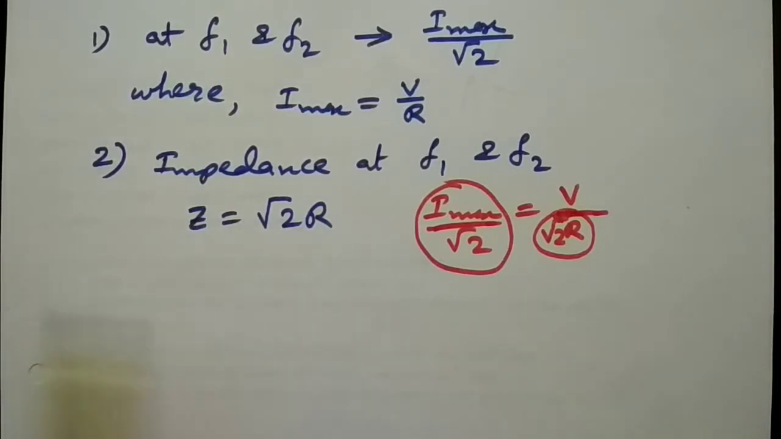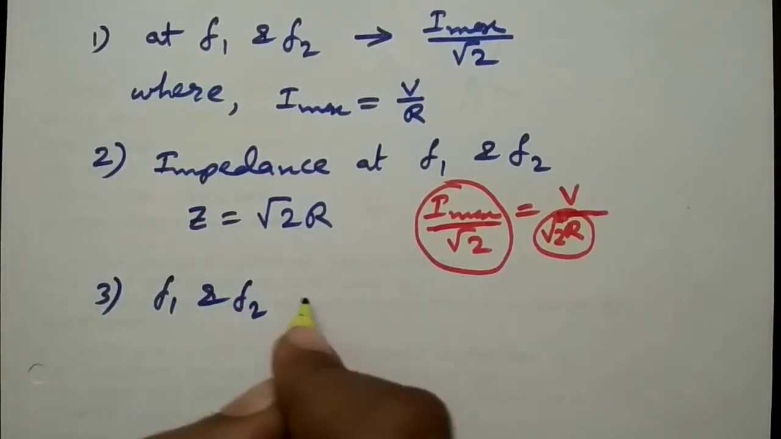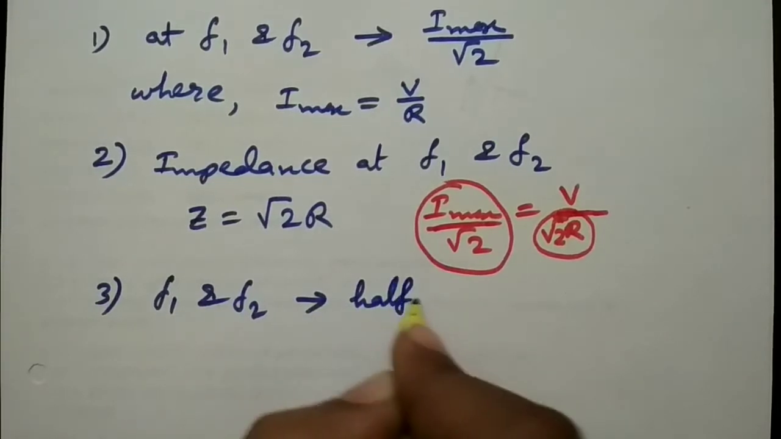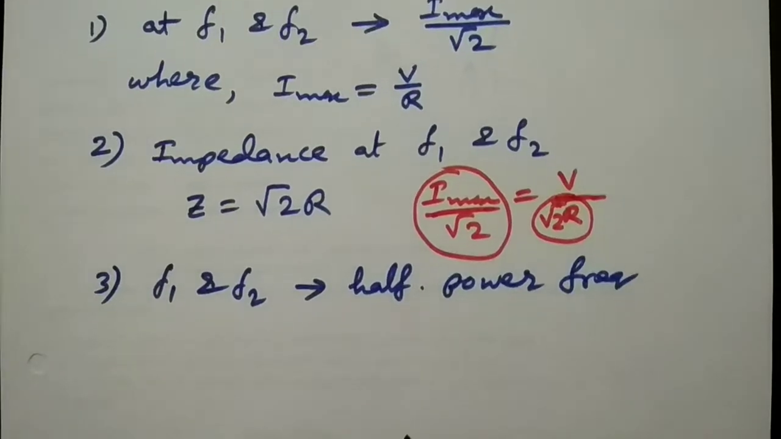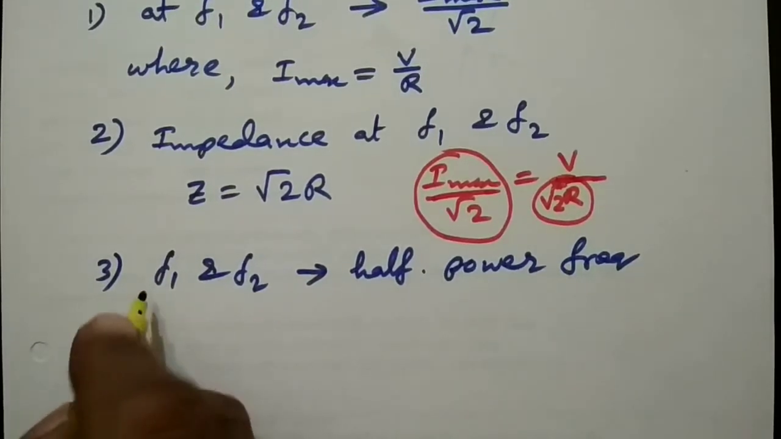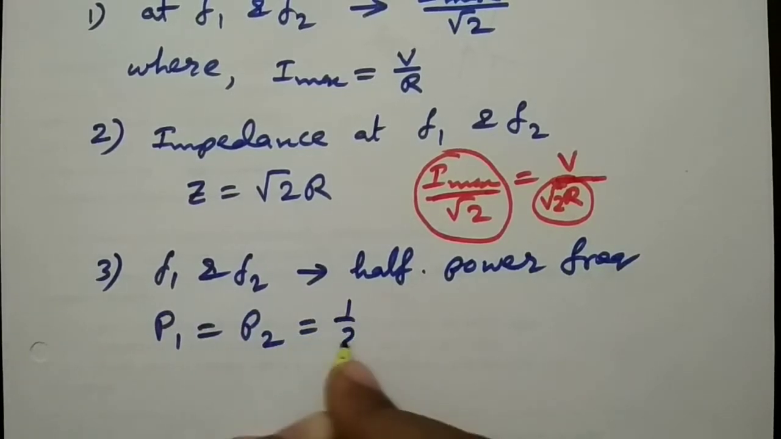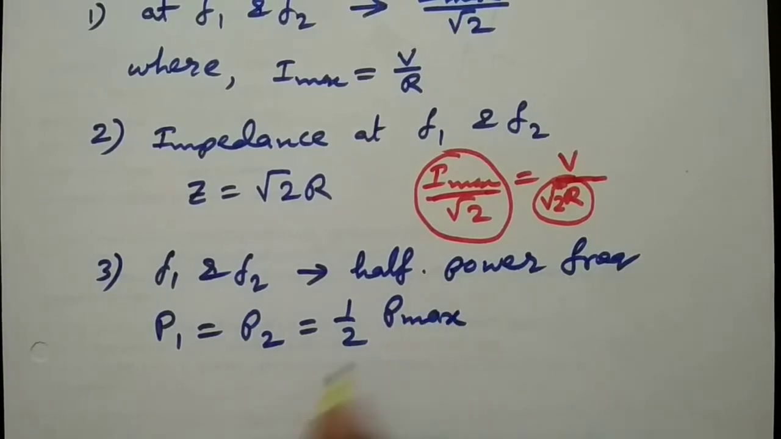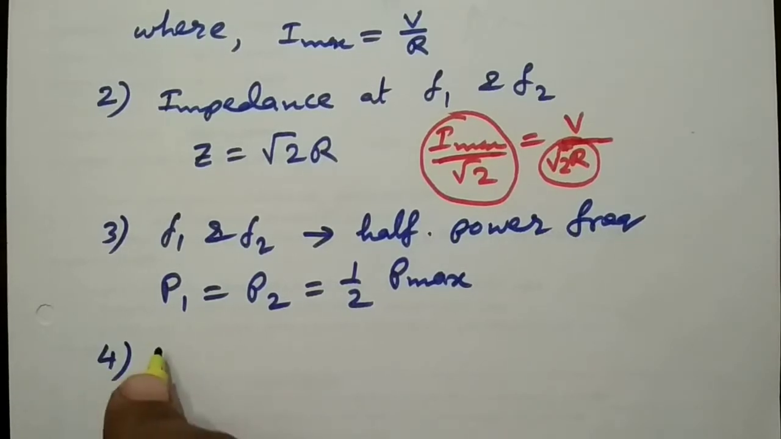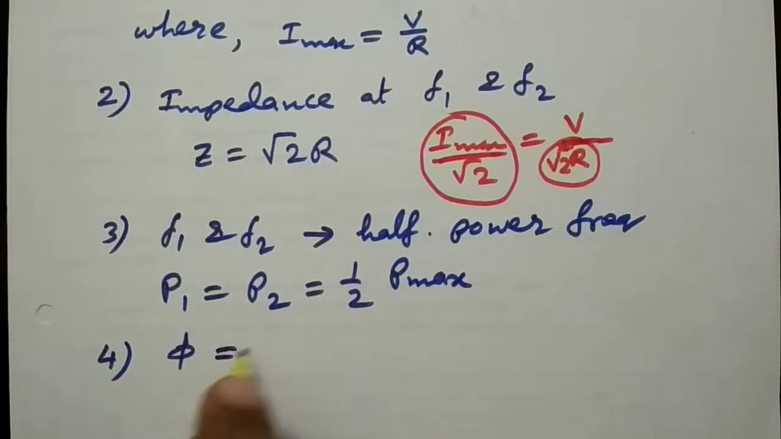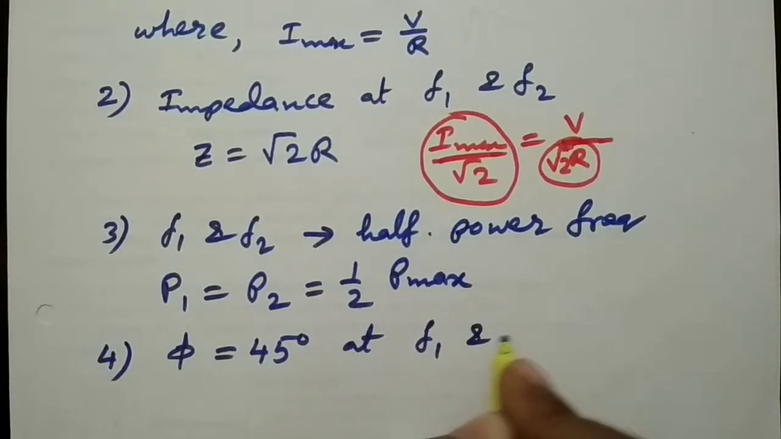The next point that you have to remember is that F1 and F2 are called the half power frequencies, that we have discussed just now. Here the power is half of the maximum power. And the phase angle of the circuit, that is phi, will be equal to 45 degrees at the half power frequencies, that is at F1 and F2.